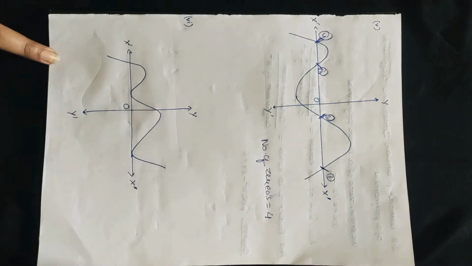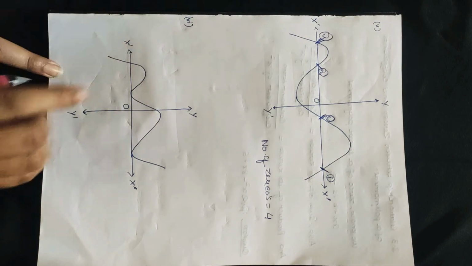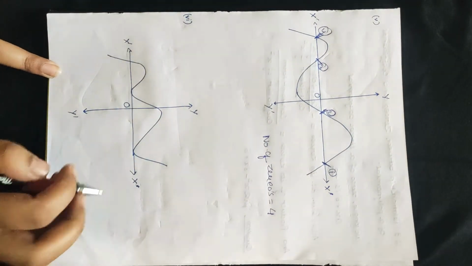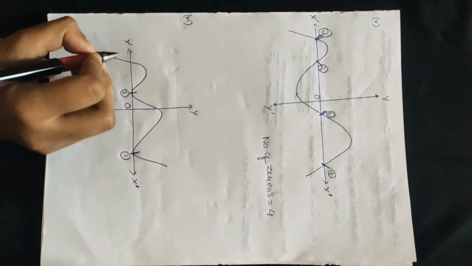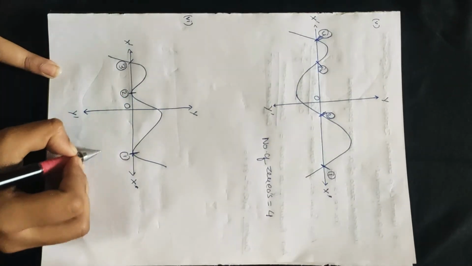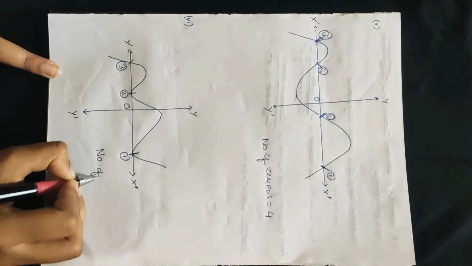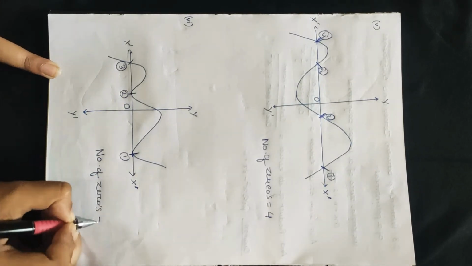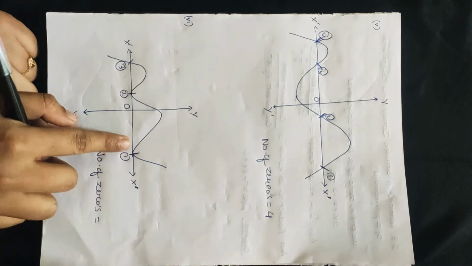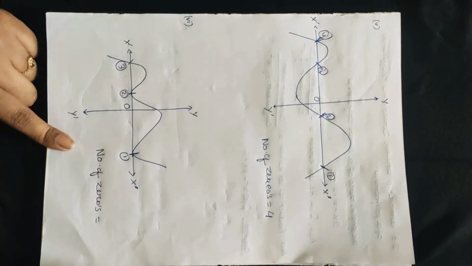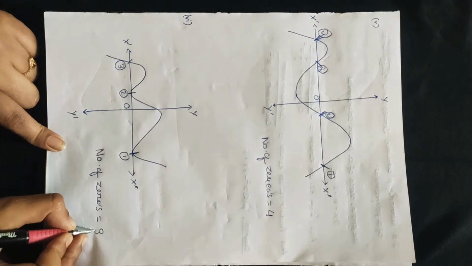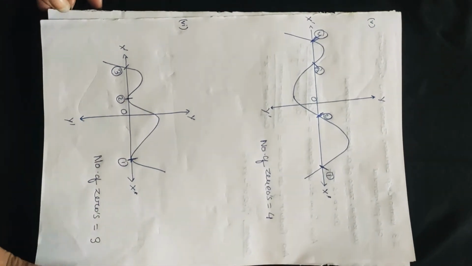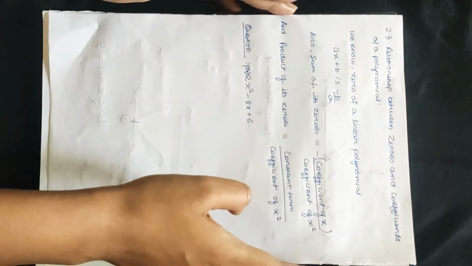Now let's move to question number 6. Let's see where the graph intersects. 1 point here, 2 here, and 3 here. So the number of zeros is equal to the number of points where the graph intersects or touches the x-axis. So here it is 3. I think now it is very clear how to find the number of zeros from a graph.